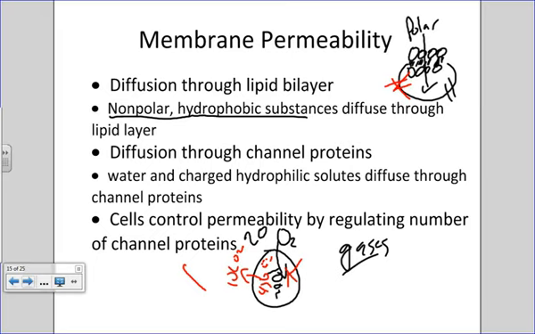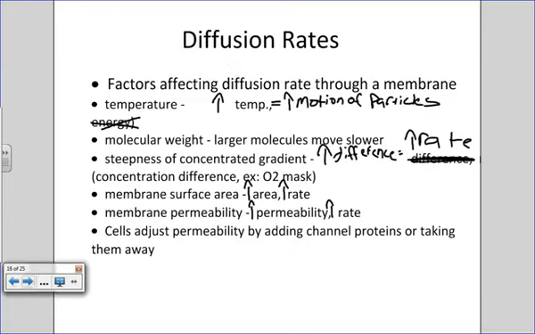So on that note, let's talk a little bit about some factors that affect the rate of diffusion, because diffusion is going to happen a little more quickly in certain situations than others.